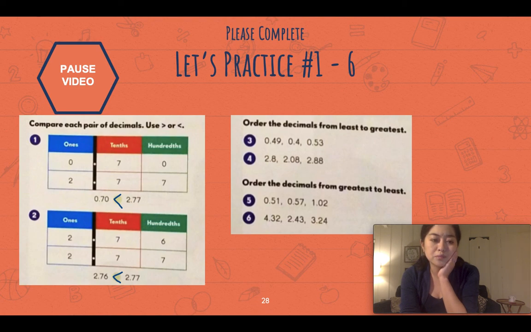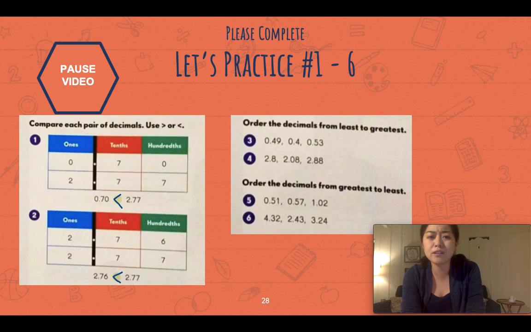Look at number 2. Now, the greatest place value is the ones, but the numbers are the same, so that doesn't help us. So let's go to the next greatest place value, which is the tens. Oh man, it's the same number in that column too. All right, let's go to the next place value column, which is the hundredths. Okay, 6 hundredths is less than 7 hundredths, so the answer is 2.76 is less than 2.77.